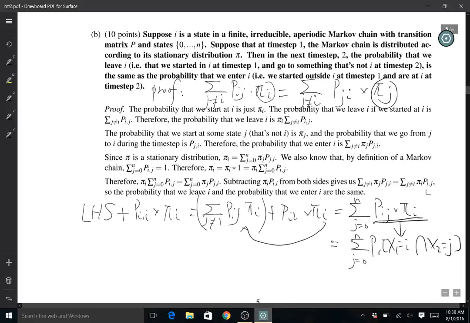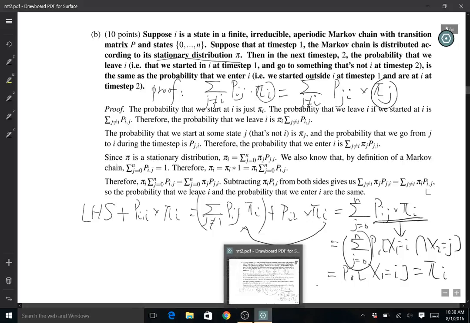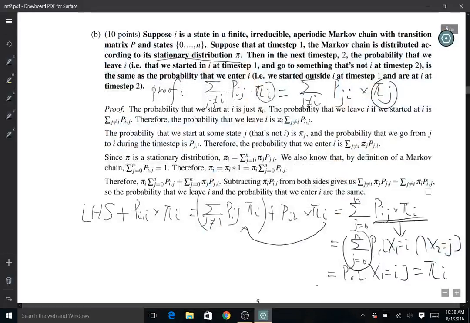So if you use Bayes' rule here, it becomes a joint distribution, and since it's a sum over j, it actually gives us the probability of X1 equal to i. This is just equal to pi i, right? Because at time step 1, we already know that it's a stationary distribution. So the left-hand side plus this value gives us pi i.